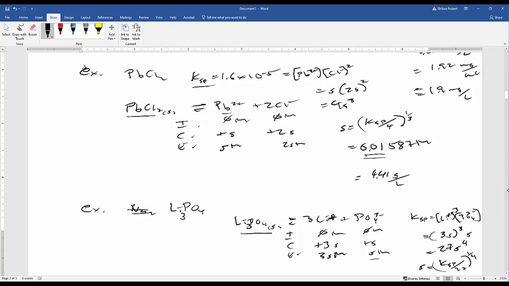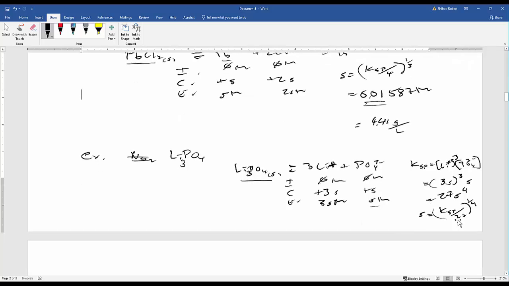And so the relationship is different there. And we can do the calculation. The calculation would be very similar to what we've done so far. All right, so that's the KSP and solubility relationship, the KSP equation, the KSP expression.